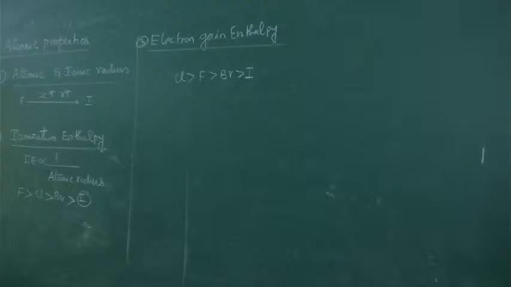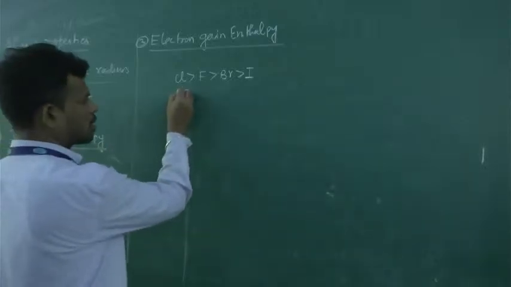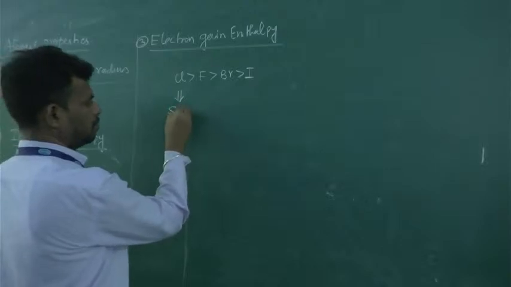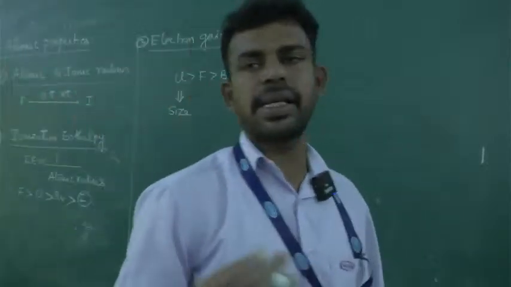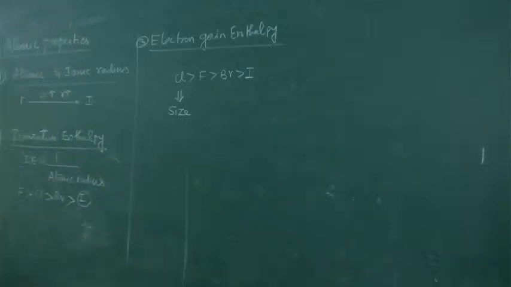Why does it have a more electron gain enthalpy? Electron gain enthalpy is nothing but electron affinity. Why does it have a more electron affinity when compared to fluorine? This is because of size. So what is the trick? Third period as well as second period: which one has a more electron gain enthalpy? Third period versus second period elements. Which one has a more electron gain enthalpy?